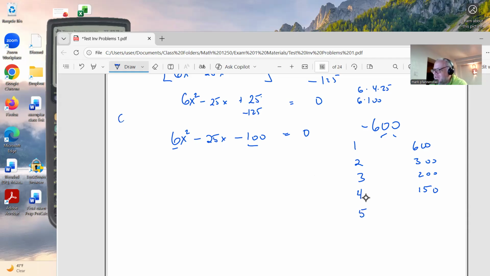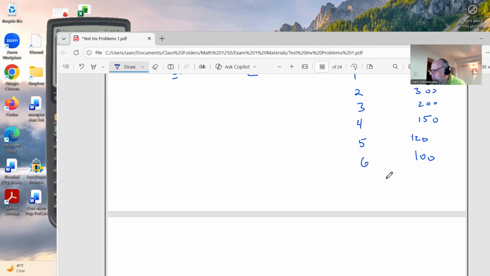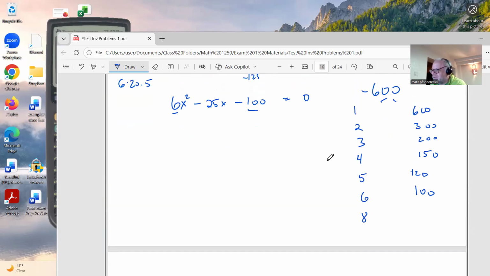We have 6 times 20 times 5. I'm just trying to divide this out. If you got your calculator and said 600 divided by 5, that's fine. But it's 5 times 120. Okay. 6 times 100, I can do that one. Okay. I don't think 7 goes in there. I don't think, well, 8 goes in there. Okay, but I don't know what 8 times what is equal to 600 off the top of my head.